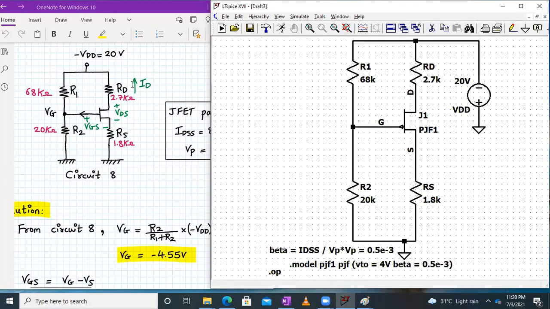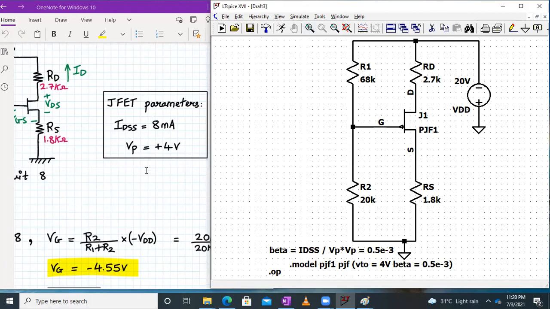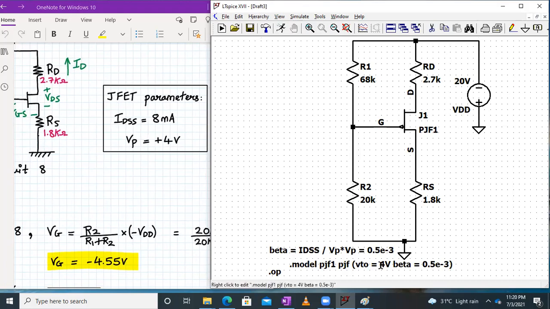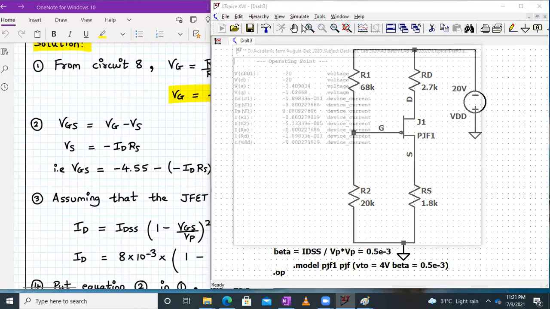So for the P channel JFET, the supply voltage is negative, that is 20. Yeah, correct. So R1 value is 68 kilo ohms. R2 value is 20 kilo ohms. RS is 1.8 and RD is 2.7. And your JFET parameters are 8 and 4. So we have given them correctly. The .model we have written correctly, PJF1, PJF, and the values are also given correctly. Let us simulate it and check it once more.